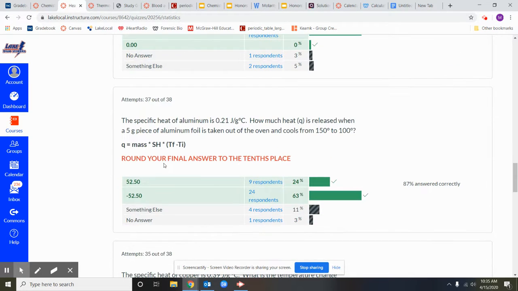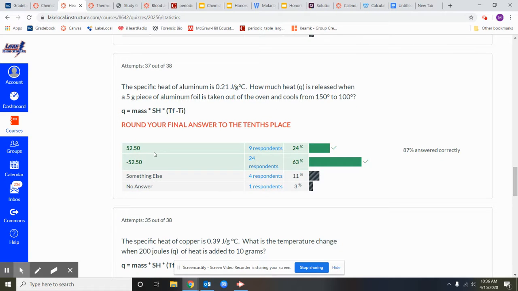Okay. This is also a specific heat question. It asks you to determine how much heat is actually being released. So it gave you your specific heat, 0.21, it gave you your amount, which is 5 grams, and it gave you your temperature change. Because this is releasing heat, technically I will accept either answer. 52.5 joules is the answer because it's asking you how much is released. But because it's being released, it is an exothermic reaction and that's negative.